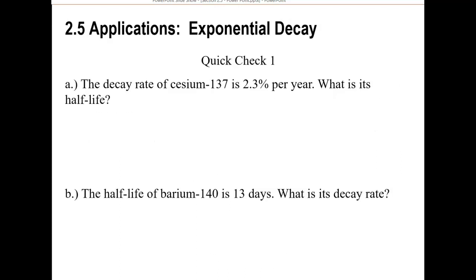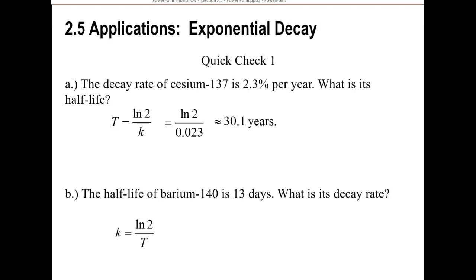All right, so let's try another example. The decay rate of cesium-137 is 2.3% per year. What is its half-life? And then our part B, the half-life of barium-140 is 13 days. What is the decay rate? So one we're calculating half-life, the other decay rate. All right, so half-life, natural log of 2 divided by decay rate. So natural log of 2 divided by, again, 2.3% would mean 0.023. Move the decimal point 2 places left, so 1, 2 puts 1 0 in front. And then on your calculator, that simplifies to 30.1 years.